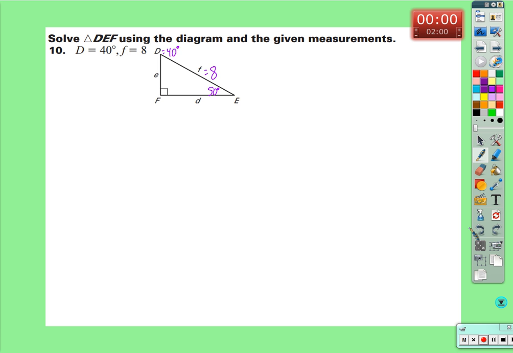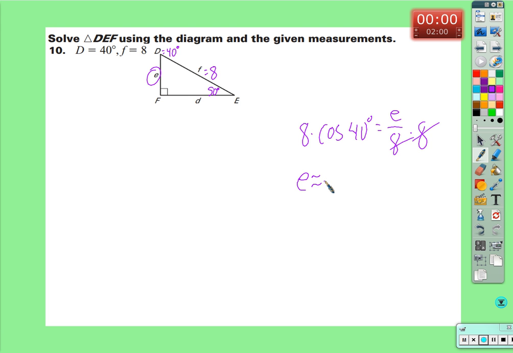Okay, so let's say we want to figure out what E is, and I'm going to use the cosine. Cosine of what would involve E? The cosine of D, cosine of 40 degrees, would be adjacent E over hypotenuse 8. Why do we have to use cosine? Because I said so. I'm just challenging you to think outside the box a little bit. Multiply by 8. You don't have to, it's possible another way, but that's the way I chose to make you do it.